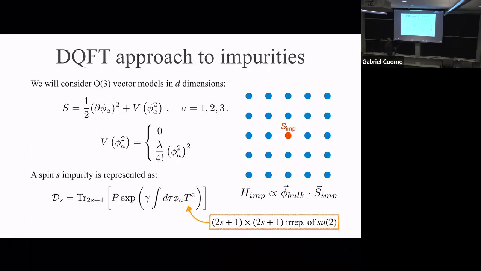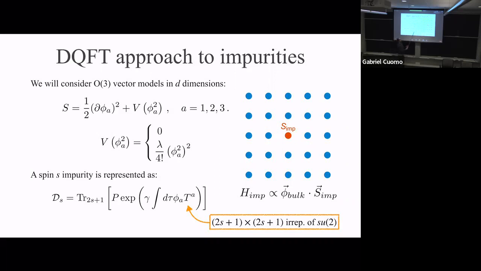But you still want it to be unitary, right? Yeah. If you are in Minkowski, this would be, yeah, you're right. In Euclidean, this is real. In Minkowski, it would be imaginary. So phi dot T is just the most natural way to write this coupling. T is a representation of the SU2 group with the appropriate dimension. So that's what you can do. This is precisely this coupling here.